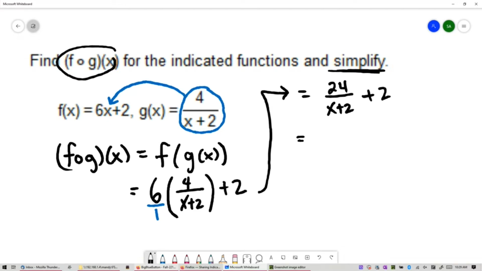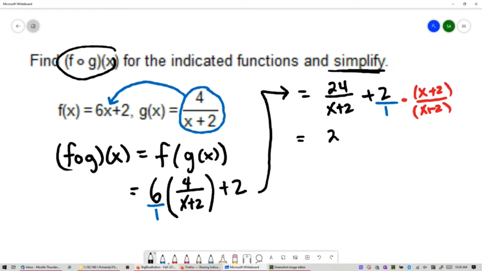And I want to continue to simplify this so that we have one fraction. Now when we add fractions together, we need to have a common denominator. So currently we don't have a common denominator. We have one denominator of x plus 2 and another one of 1. So I'm going to multiply the fraction with a denominator of 1 by x plus 2 over x plus 2 so that I can get that common denominator.